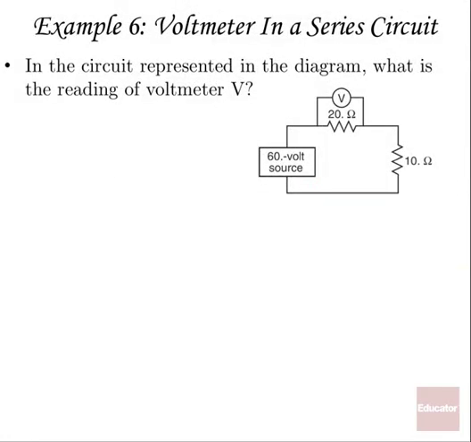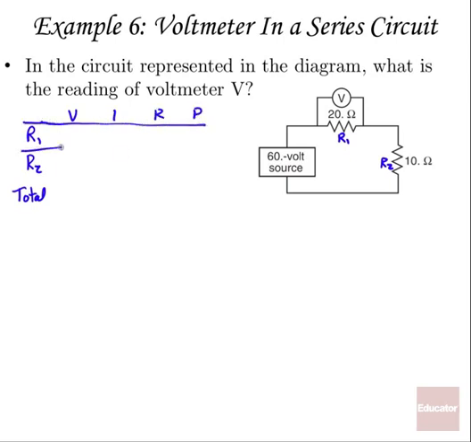Let's take a look at a voltmeter in a series circuit. In the circuit represented in the diagram, what is the reading of voltmeter V? And it looks like we've got two resistors, and if this looks confusing at first, pretend the voltmeter's not there. If it's hooked up correctly, it shouldn't have any significant effect on your circuit. So as I take a look at this, let's call this R1, we'll call that R2, and we'll make our VERP table. R1, R2, total, V, I, R, P.